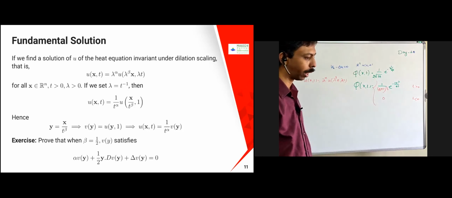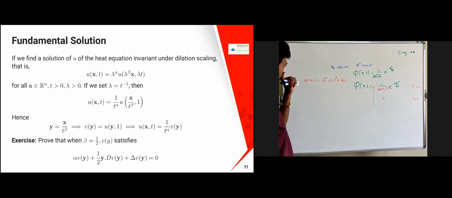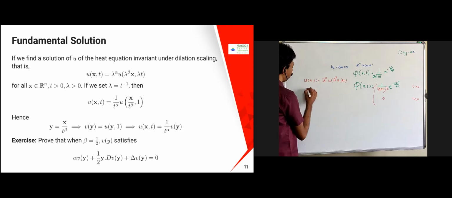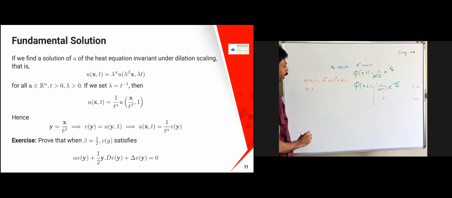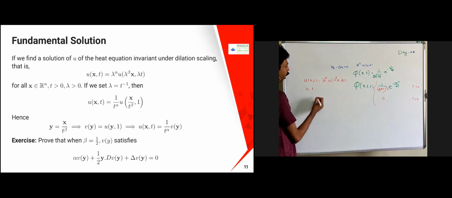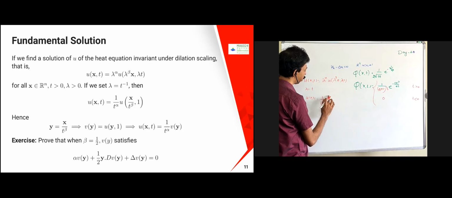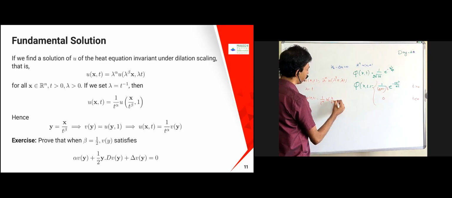That is also going to satisfy some of the things, and then you will choose from the previous one. You will just claim that beta equal to 1 by 2. Now, if you set lambda equal to 1 by t, in that case, what is it going to become? This is going to become u of x comma t equal to 1 by t power alpha, and this is going to become u of x by t power beta comma 1.